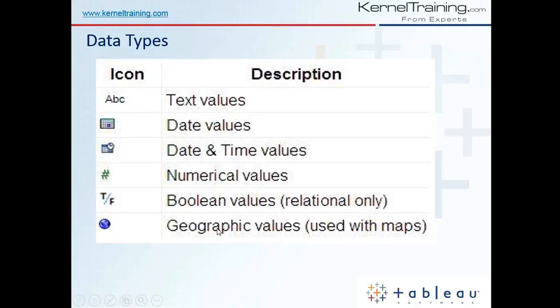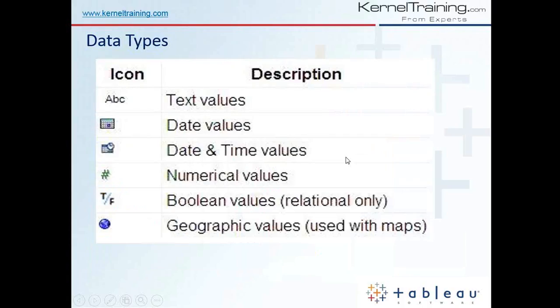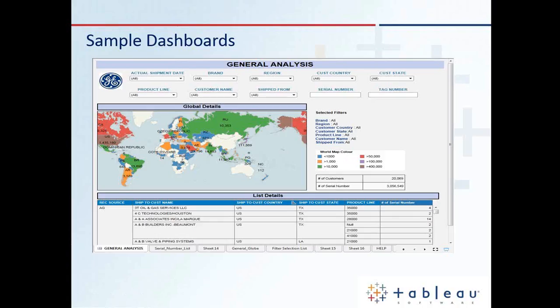Correct. These are all the sample dashboards. The dashboards look like this. I told you one dashboard consists of n number of worksheets. See, this global detail is in one worksheet, list detail is in another worksheet. I'm dragging these two into one place.